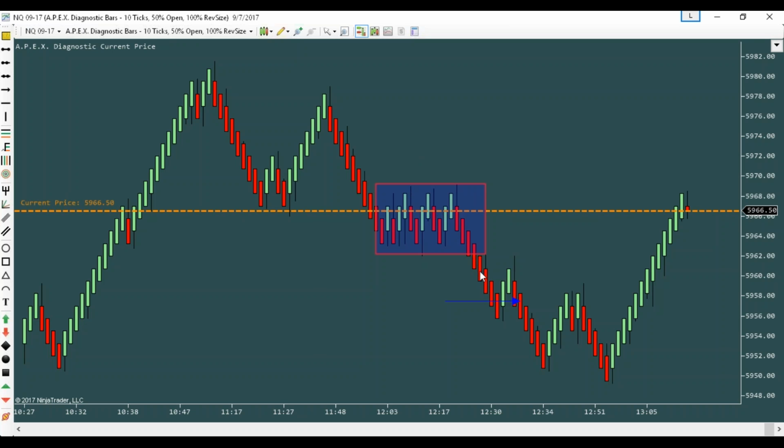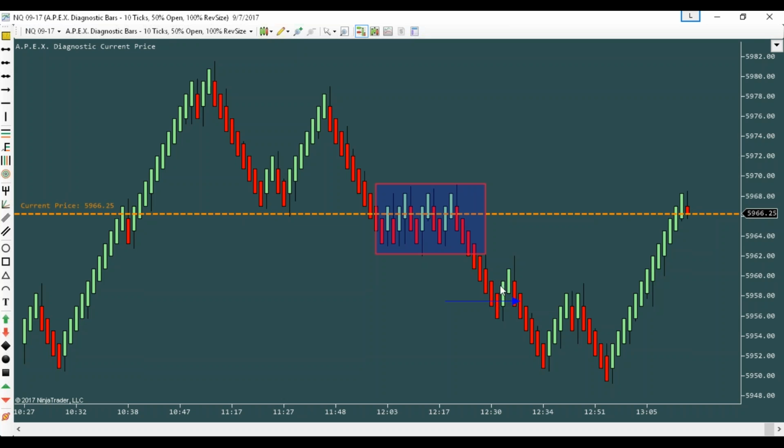Let it go. Make sure it's not a fake break. And then what? When it comes back and retraces, and oftentimes it will retrace, like there's two retraces here. It broke, then what did it do? It retraced all the way back up to where? To the breakout line. See it, Sydney?